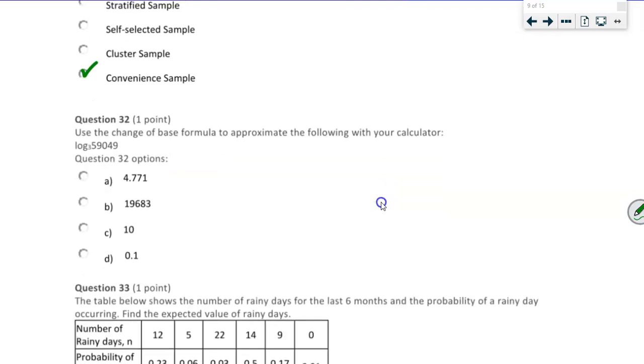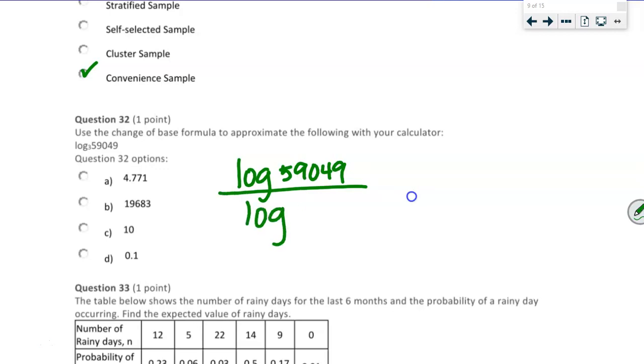This one says, use the change of base formula to approximate the following with your calculator. Log base 3 of 59,049. So when we do this, the change of base formula, I taught you guys that you keep the base in the basement, right? So we're going to say the log of 59,049 divided by the log of 3. And you better know this step for the test, okay?